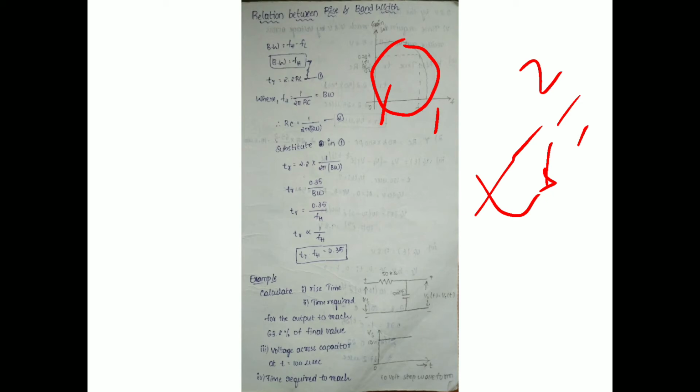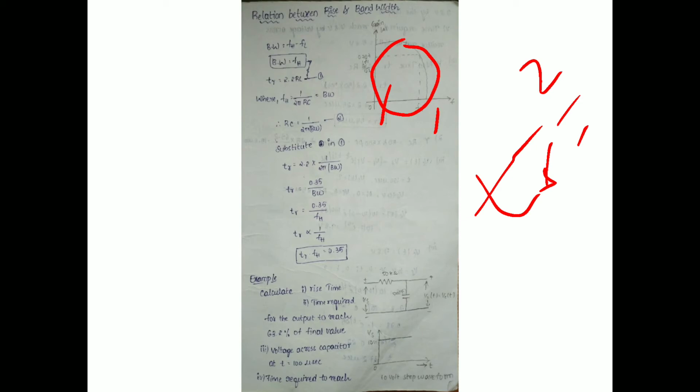Bw is equal to Fh. That means Fl is 0, because in a low pass filter, at low frequency it is 0. Fl is equal to 0. Tr is equal to 2.2 RC. This can be taken as equation 1, where Fh is equal to 1 by 2 pi RC. As we have already learned, when a sinusoidal signal is applied to the low pass filter, the upper cutoff frequency Fh is equal to 1 by 2 pi RC, that is equal to bandwidth.